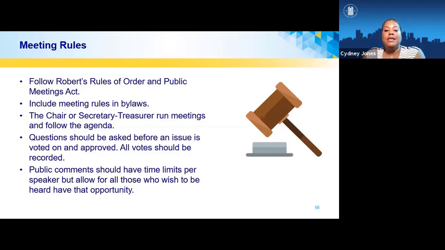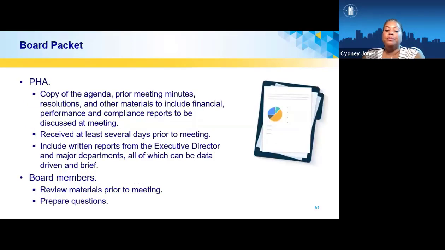Now, the board packet is very important. Prior to the board meeting, the Public Housing Authority staff should provide several days before the meeting a copy of the agenda, prior meeting minutes, resolutions, and other materials to include financial performance, compliance reports, anything that's going to be discussed at the meeting. Also, the board package should include written reports from the executive director and major departments, all of which can be data-driven and brief.